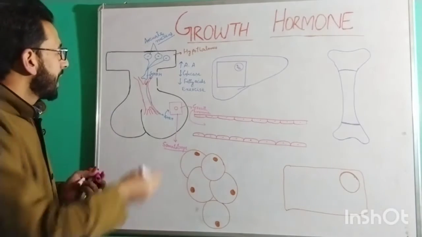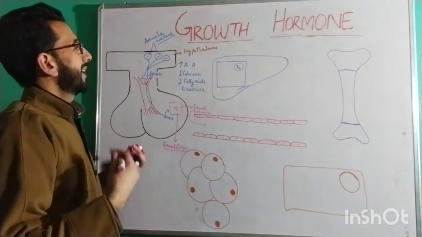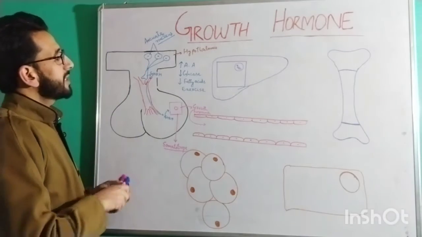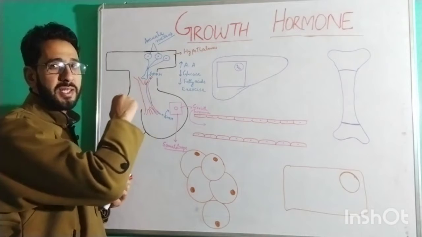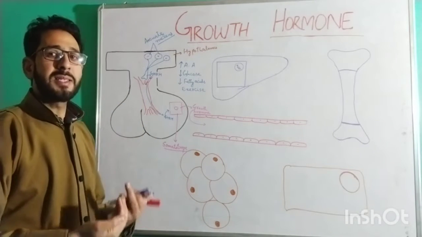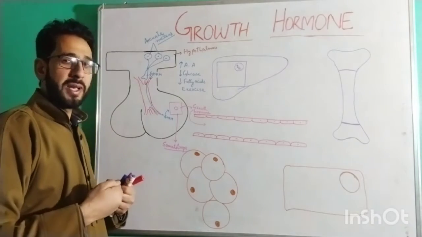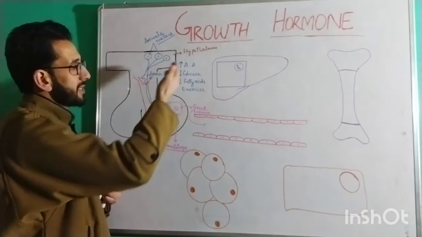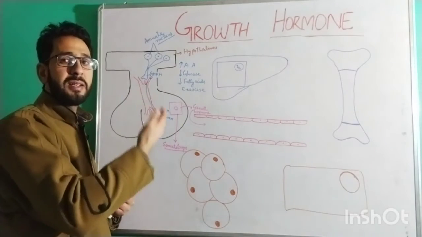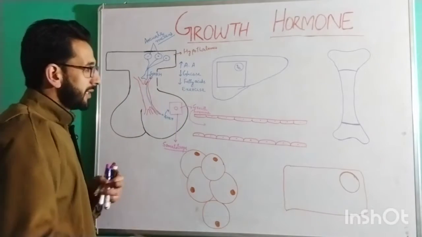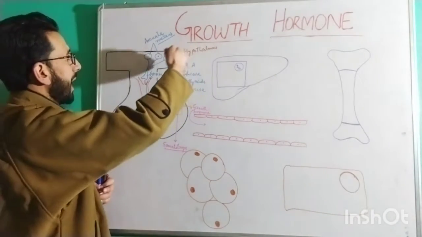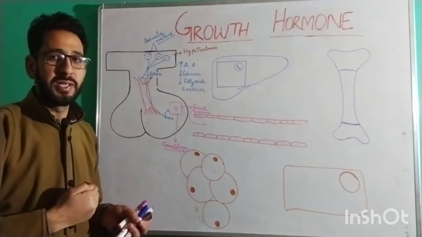Okay, one more time. There is the hypothalamus. In the hypothalamus there is the arcuate nucleus, and that arcuate nucleus secretes a hormone called growth hormone releasing hormone. And why does it secrete this? There are various stimuli which stimulate this arcuate nucleus: when there is increased amino acid level in the blood, when there is decreased glucose level, when there is decreased fatty acid level, and when there is exercise, which is also a stimulus for this arcuate nucleus to release growth hormone releasing hormone.